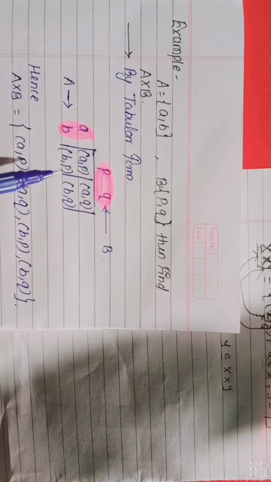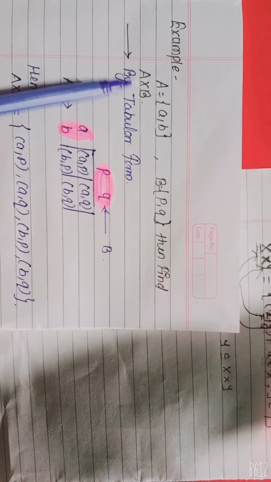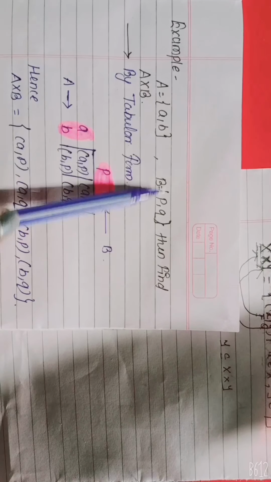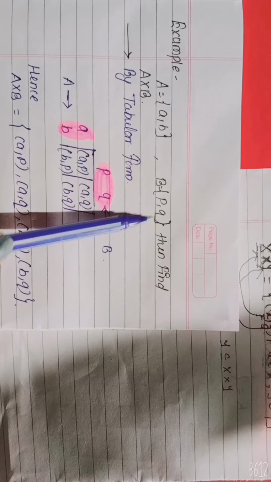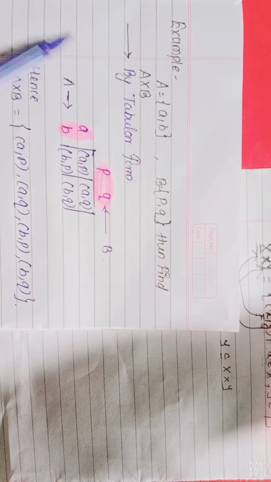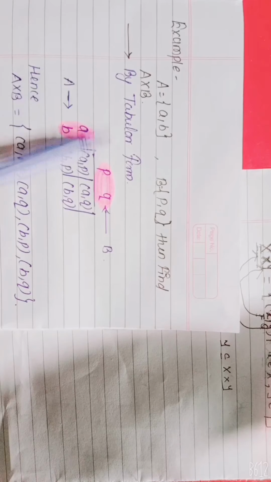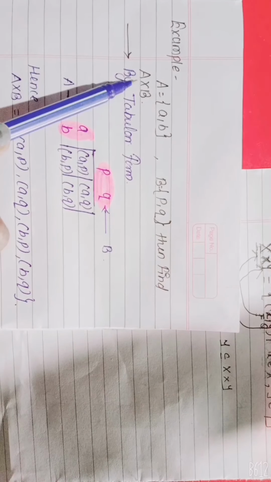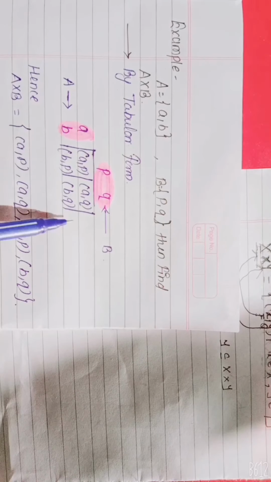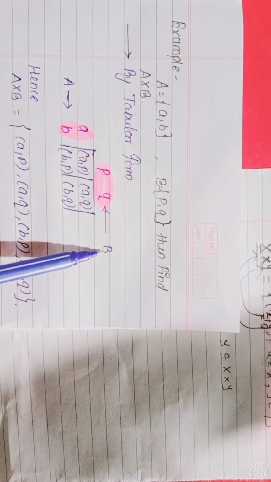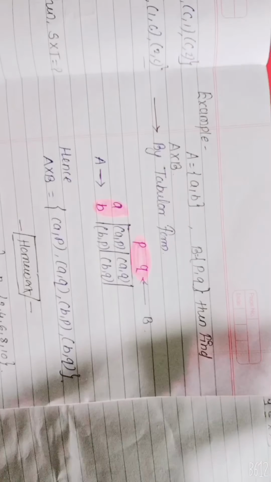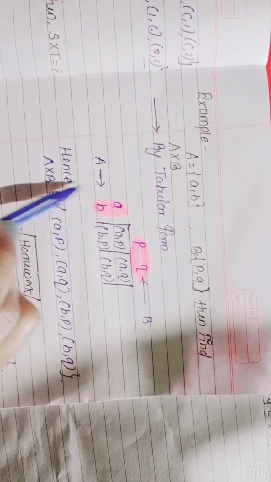To better understand, now we take the next example, which is A containing the elements a, b, and B containing the elements p, q. Then we have to find the Cartesian product A cross B. So we use the second method, that is the tabular form. In the tabular form, all the elements of the set A we put row-wise and all the elements of the second set B column-wise. So we will get the ordered pairs of the respective Cartesian product.